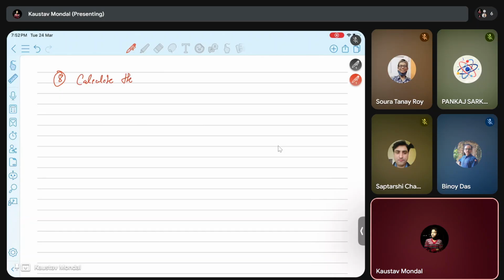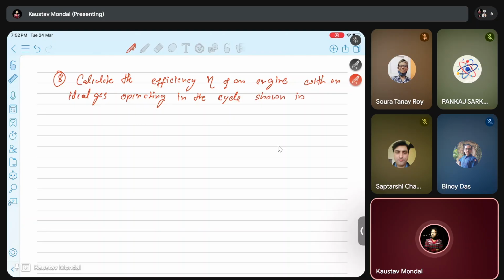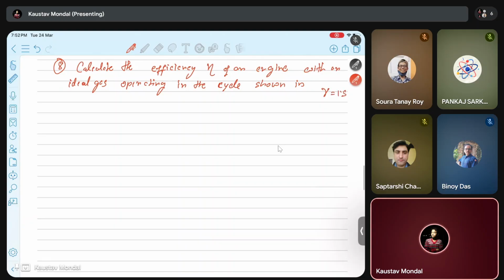Calculate the efficiency eta of an engine with an ideal gas operating in the cycle shown in this figure. Okay. So gamma equal to 1.4, you have to assume, and the figure looks like this.